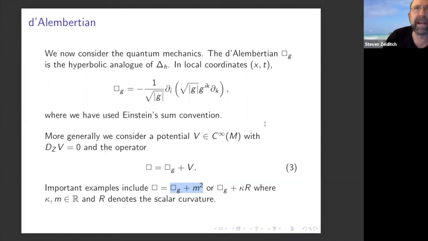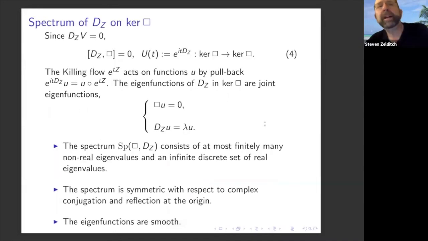So I think this slide is fairly straightforward. So we're looking at the spectrum of the killing vector field, or the differential operator induced by it, on the kernel of box. They commute. If we look at the one parameter unitary group generated by 1 over i Z, that is just the killing translations acting on the kernel of box. So you can think about them as just operating by pullback on solutions of the wave equation. Or you can think about it that we're studying a pair of commuting operators.